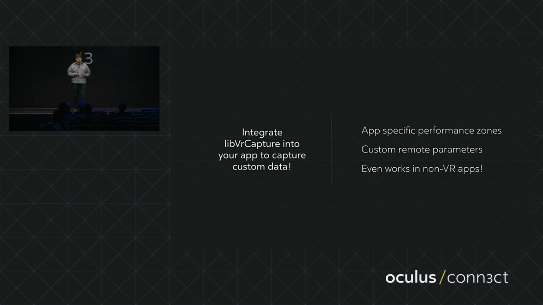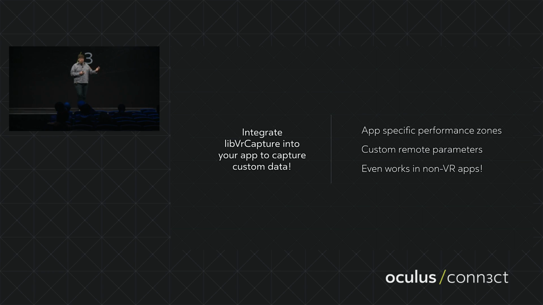There's also an optional library called libvrCapture. Now, you don't have to integrate this if you just want the basic information I showed you above, but you can integrate it into your application to put application-specific data on that graph. For instance, maybe you want to know when your character simulation happens or your physics simulation, or maybe you want to see when you're traversing your scene graph for rendering. You can use this library to annotate those scenes.